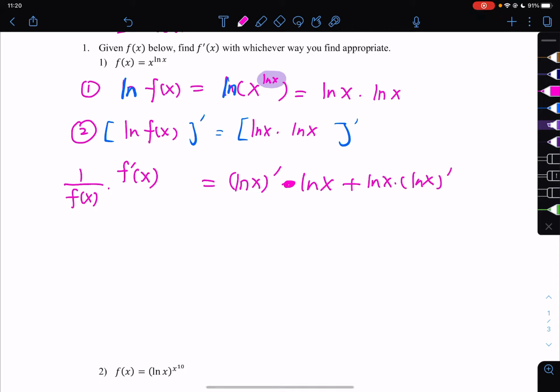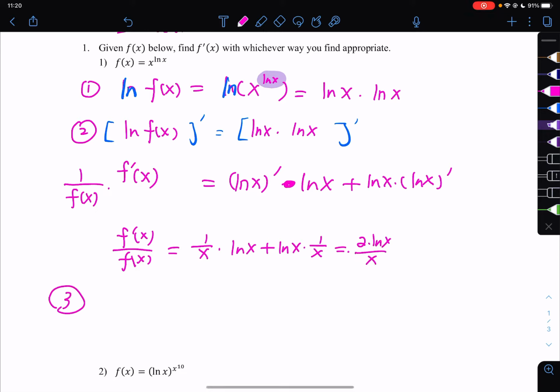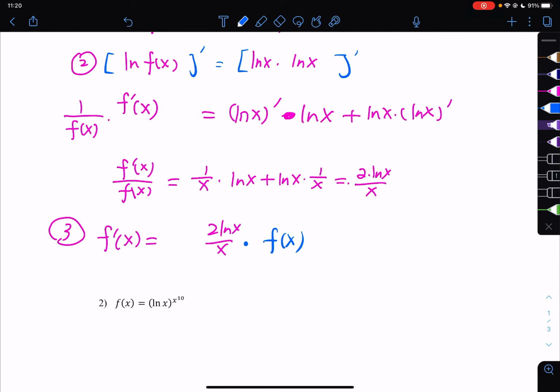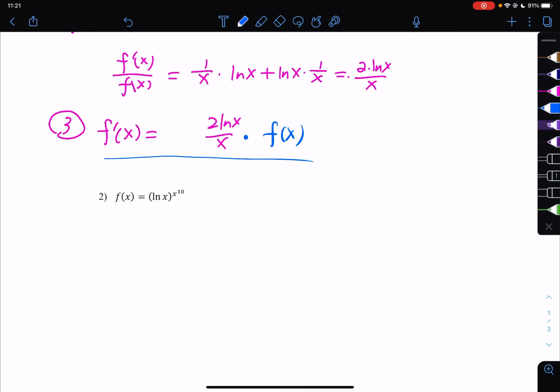And then the rest is just a matter of calculation. So you end up with 1 over x times ln x plus ln x times 1 over x, which you don't have to simplify, but if you really want to, this is equivalent to that. Your last step is to find f prime of x. It is 2 ln x over x, and you multiply by f of x on the right side. So this is what you end up with as your final answer.